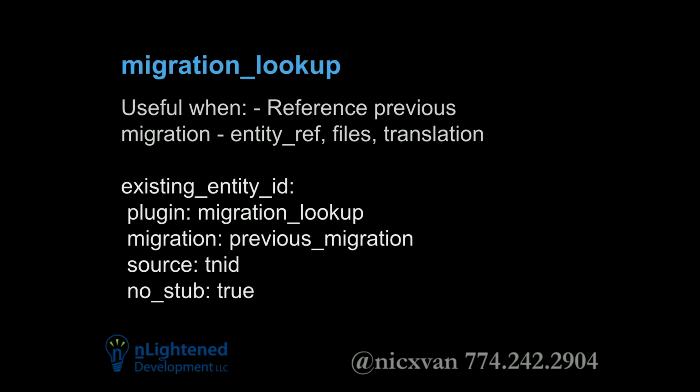Migration lookup. This is probably the single most useful process plugin. Again, it's very straightforward. It's basically a way to do a lookup on a previous migration that has run, most commonly with entity references, and it will allow you to do a key value replacement. So again, if you had a taxonomy of colors and you're passing in something orange, it can do a lookup on that taxonomy migration previously and give you the new ID.